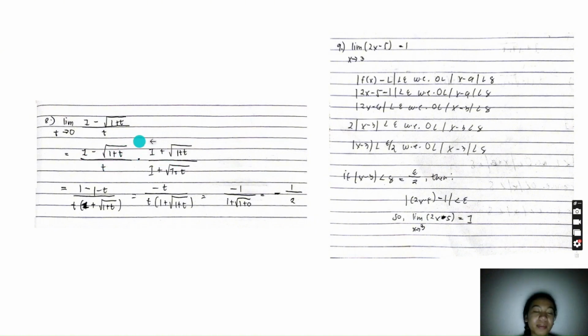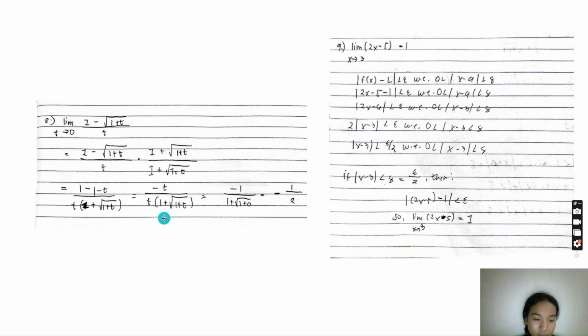In that case, applying multiplication between them, it gives us 1 minus t all over t times the quantity of 1 plus the square root of 1 plus t. And that is equal to negative t all over t times the quantity of 1 plus the square root of 1 plus t, which equals negative 1, since t and t can be cancelled out, and it leaves us negative. So since there is still a negative there, it is understandable that it's negative 1.